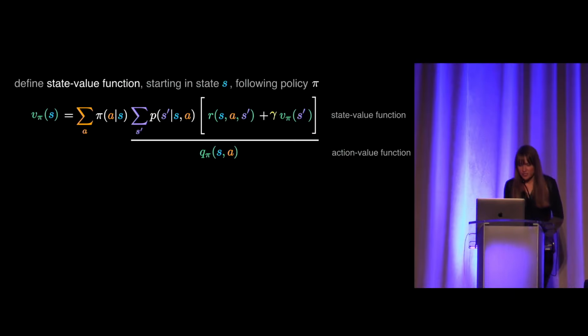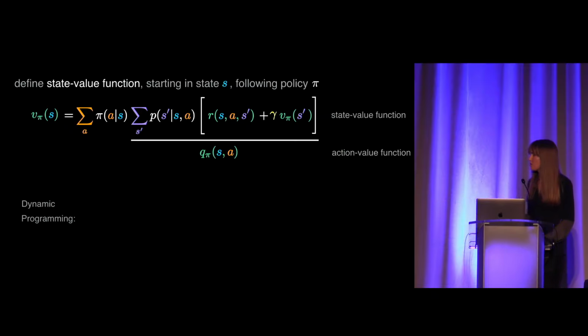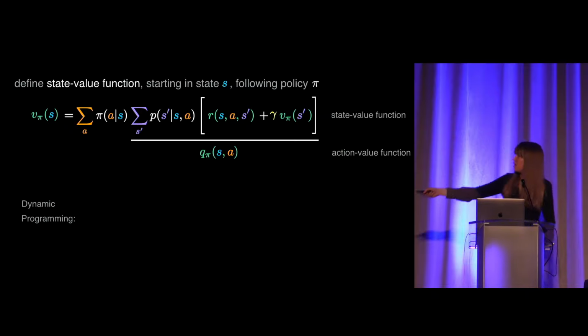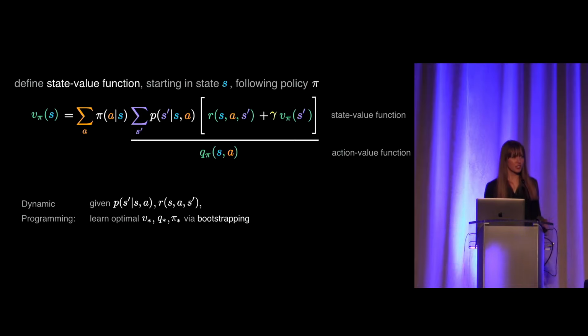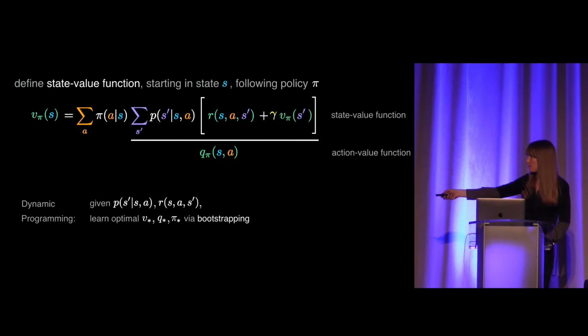Now there are different types of methods within the field of reinforcement learning that have been used to identify optimal policies and state and action value functions. And so there are different classes of these approaches. There are methods coming from the field of dynamic programming that assume knowledge of this model of the environment. So we know the dynamics of the environment, and we know this reward function, and we want to learn optimal value functions and policies via bootstrapping.